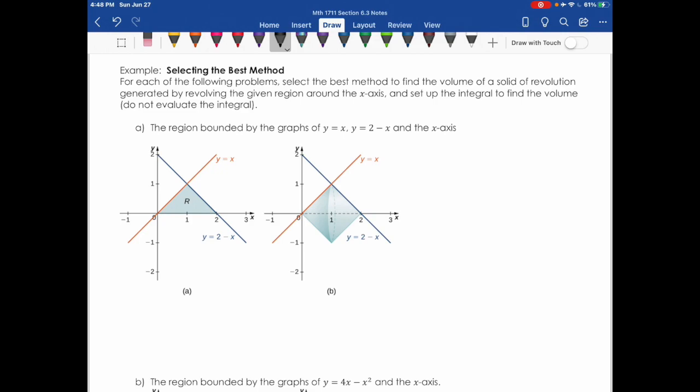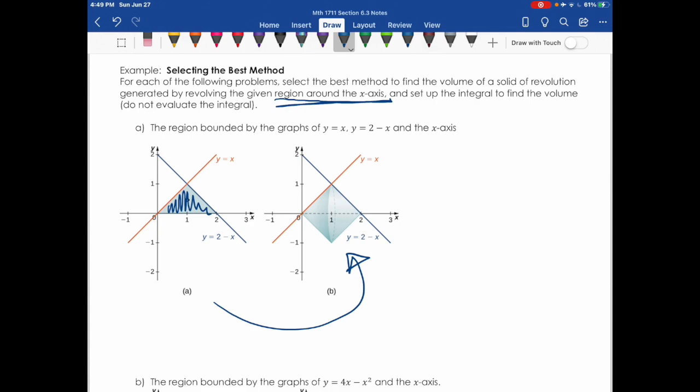So in the last couple of examples, we're going to walk through practicing determining which is the easiest method. Now that's not to say there isn't more than one method, but this is more of a discussion on let's take a look at what the possibilities are and consider what's the easiest method. Now, using the chart above, they want you to consider the region around the x-axis while working on parts A and B of this problem. So in part A, it says the region is bounded by the graphs y equals x, y equals 2 minus x, and the x-axis.